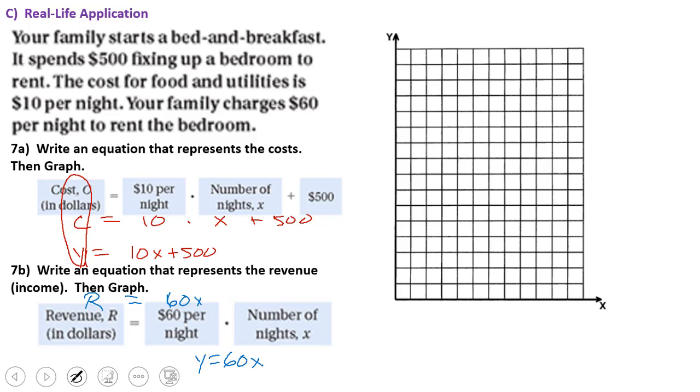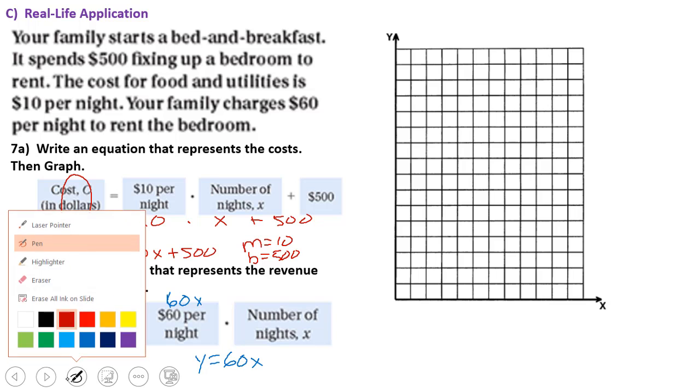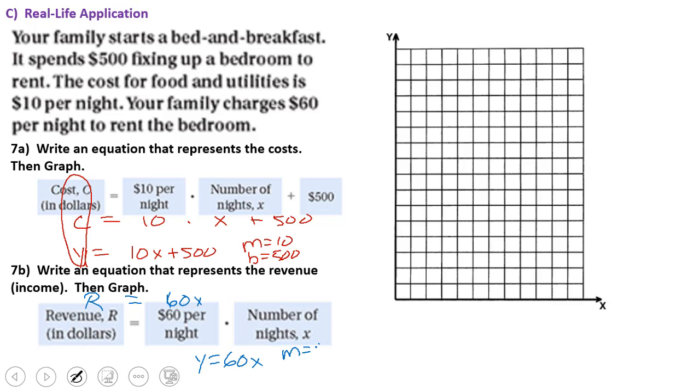And so when we look at those, we can say to ourselves, the first equation, the slope is 10, the intercept is 500. And when we look at the second equation, the slope is 60 and the intercept is 0. That intercept is 0. And notice that makes sense. The intercept is 0 because we're not going to make any money until we rent the room. So that's a proportional relationship. The first equation, we have the intercept is 500. That's not a proportional relationship because it cost us $500 before we ever rent the room one night. Then when we rent the room the first night, it's going to cost us another 10 bucks.